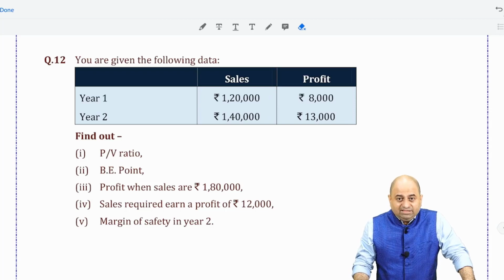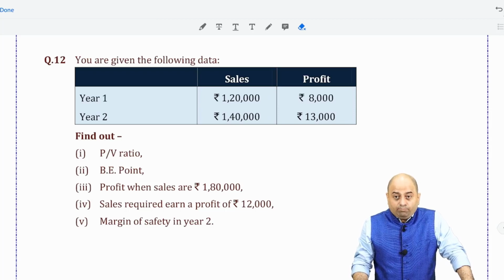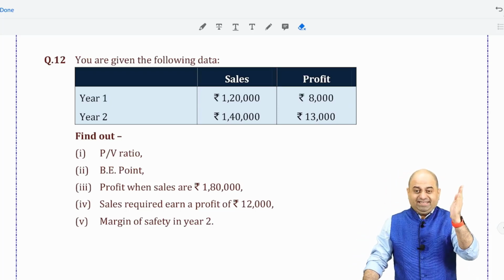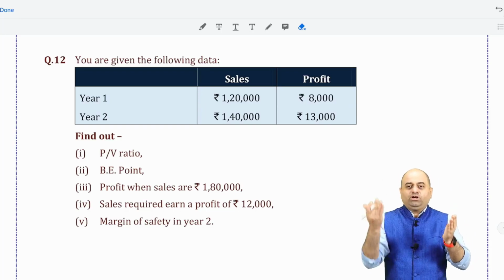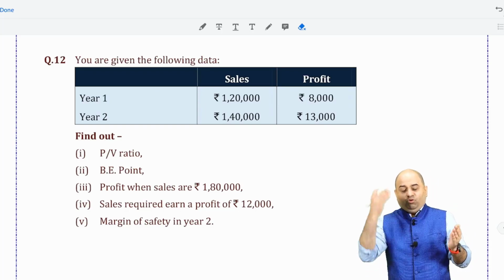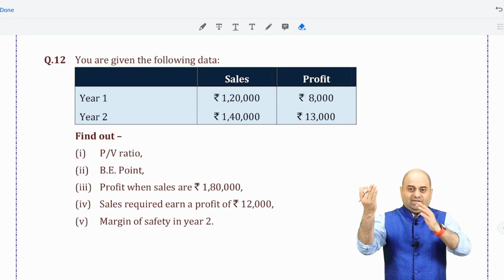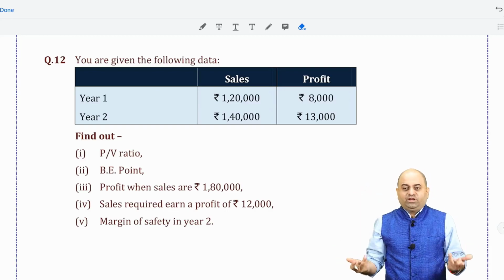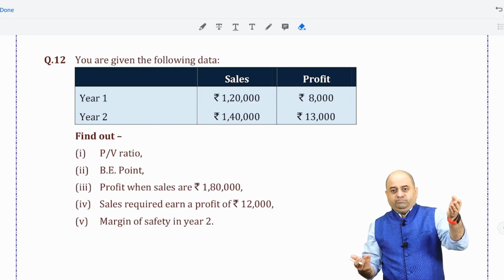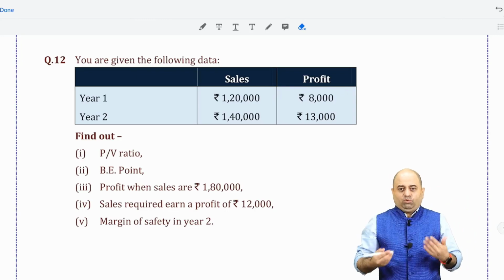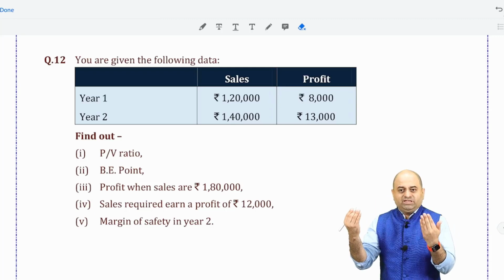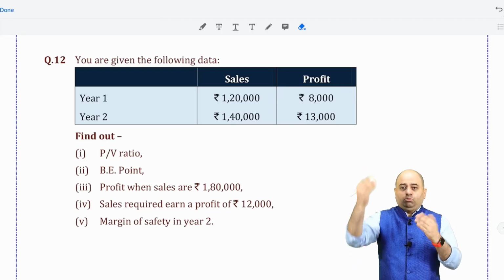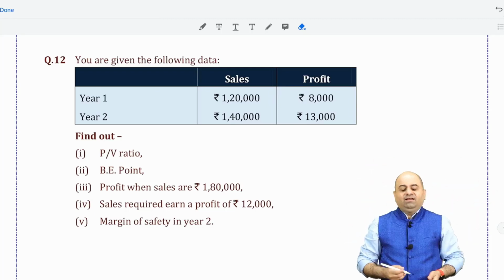At the same time, profit when sales are 1,80,000 also will become clear. You take sales as 180, you have PV ratio, you will get contribution. And once you get contribution, naturally you have fixed cost, automatically you will get net profit. The other required part says sales required to earn a net profit of 12,000. So you put 12,000 as profit, you always have fixed cost. You have contribution, go reverse, you will get sales.